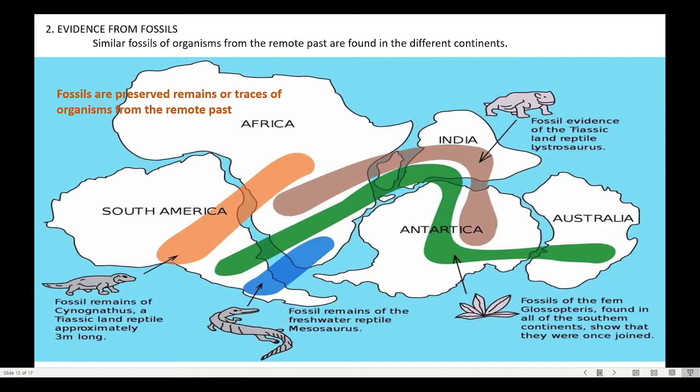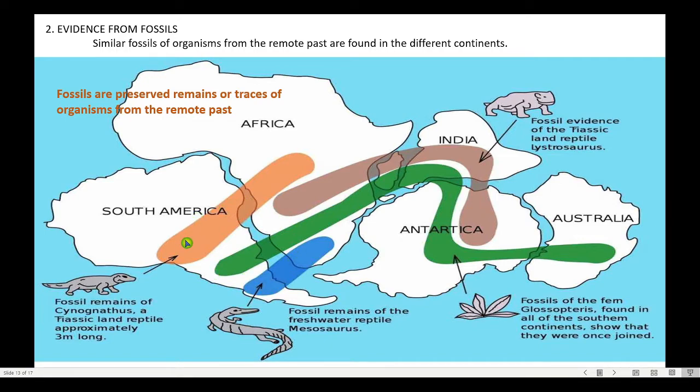Another evidence supporting the continental drift theory is known as the fossil correlation. Fossils are preserved remains or traces of organisms from the remote past, or organisms that are already extinct, and most of them belong to a group of animals known as the reptile and also an ancient plant known as the fern.